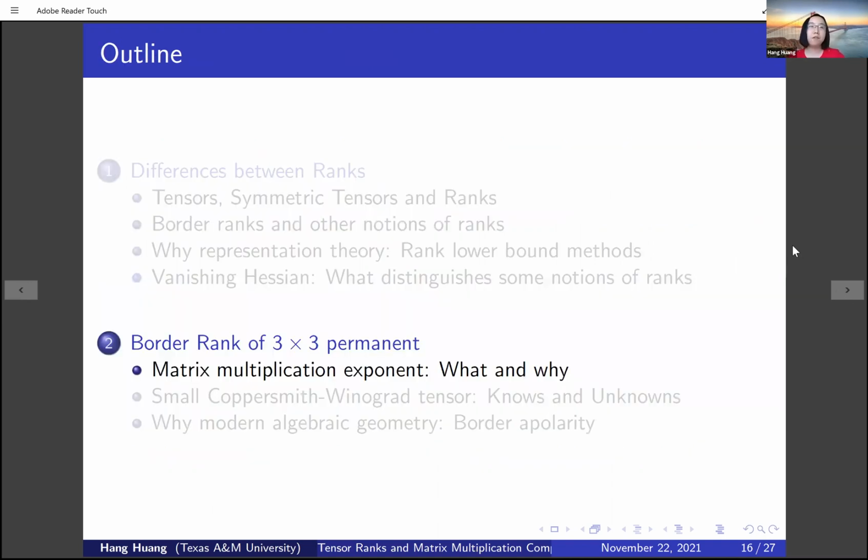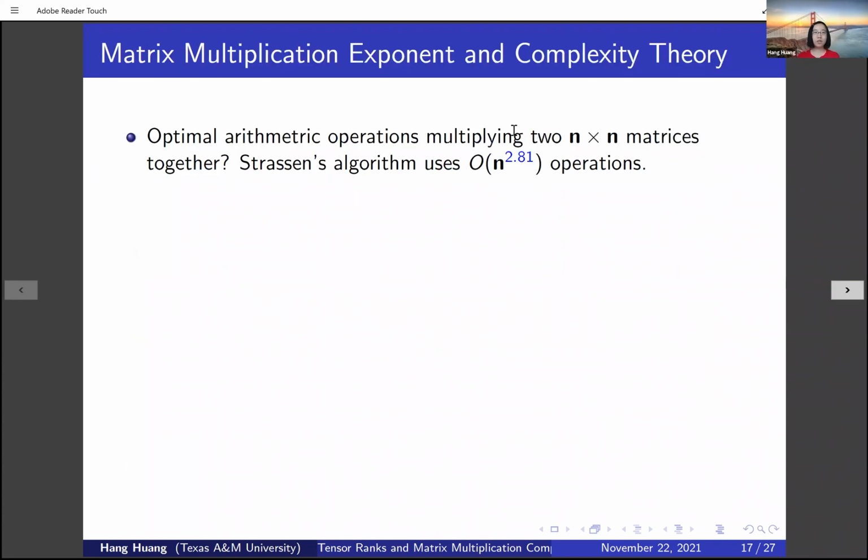In the second half of my talk, I want to talk about recent results on how we compute the border rank of a very specific tensor, which is the 3x3 permanent. So let me start with the motivation of this problem. This all starts from a question in the computer science community of how to do fast matrix multiplication of two very large square matrices.